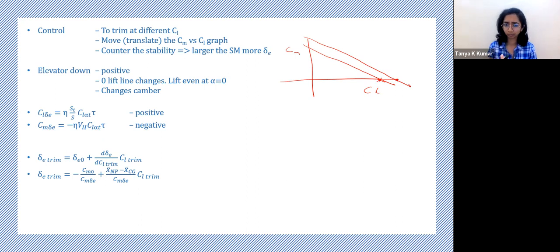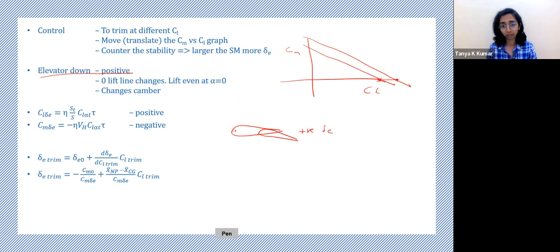This question was there in the forum. I just want to repeat this. When you deflect your elevator down, it is considered positive. Downward deflection of the elevator is positive. Upward deflection of the elevator is negative. When you deflect the elevator, you can say that it effectively changes your camber. So our tail initially was symmetric. When you deflect your elevator down, that is positive deflection. This is a positive delta E. When you deflect your elevator down, it changes the camber of the aircraft.